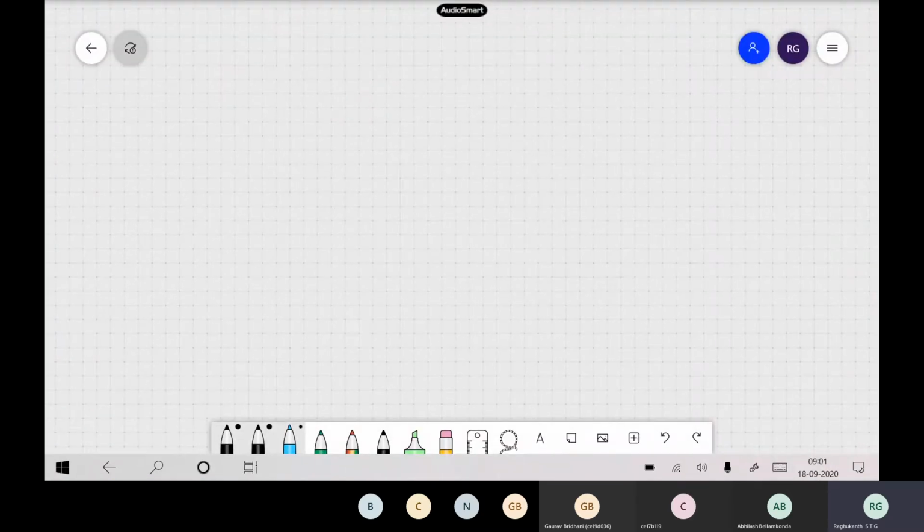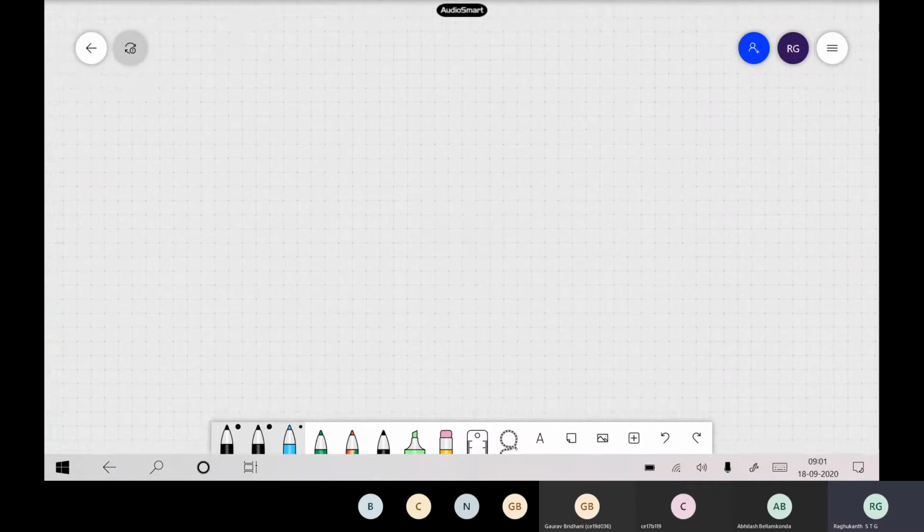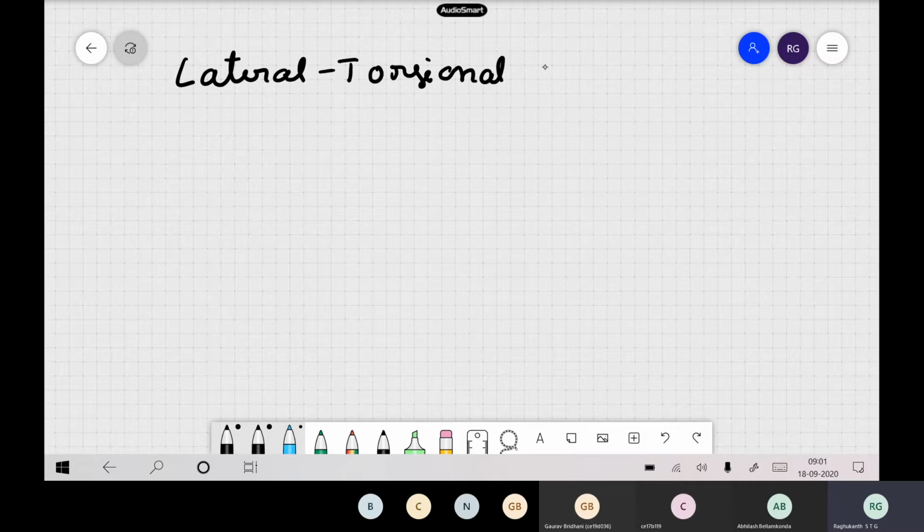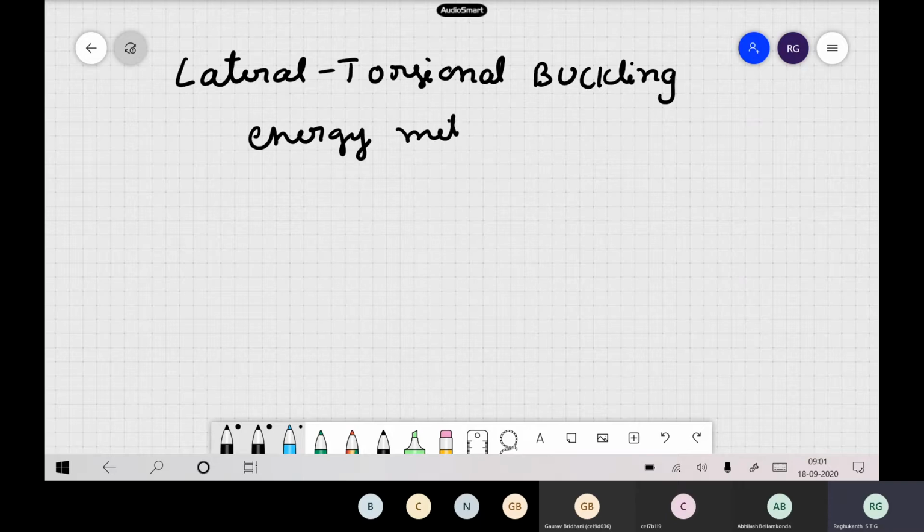So now we will start our discussion. Last class, if you remember, we were discussing lateral torsional buckling. We have solved many problems in this, by both the energy methods, or you can go with the equations of equilibrium. So you can solve this also.